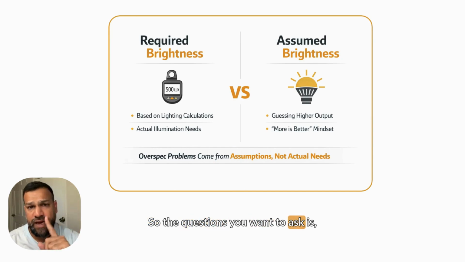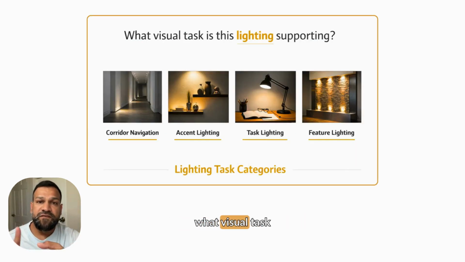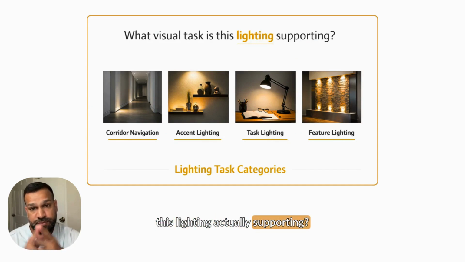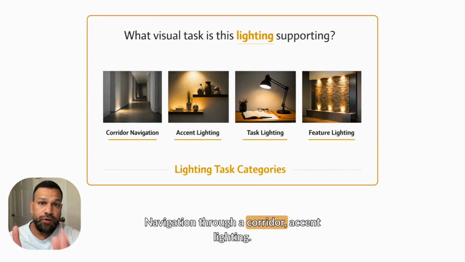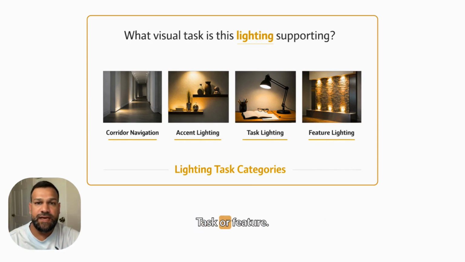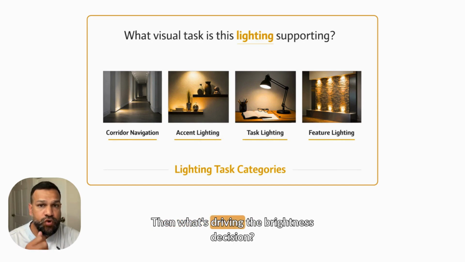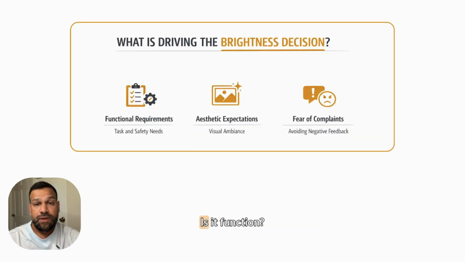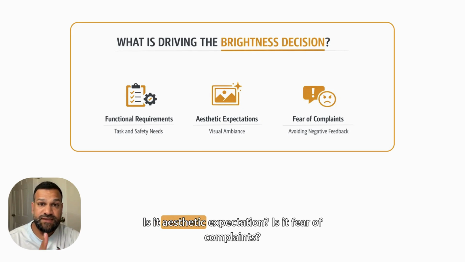So the questions you want to ask: first, what visual task is this lighting actually supporting? Navigation through a corridor, accent lighting, task, or feature? Then, what's driving the brightness decision? Is it function? Is it aesthetic expectation? Is it fear of complaints?